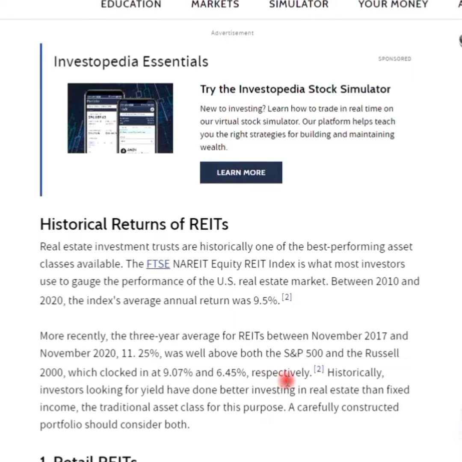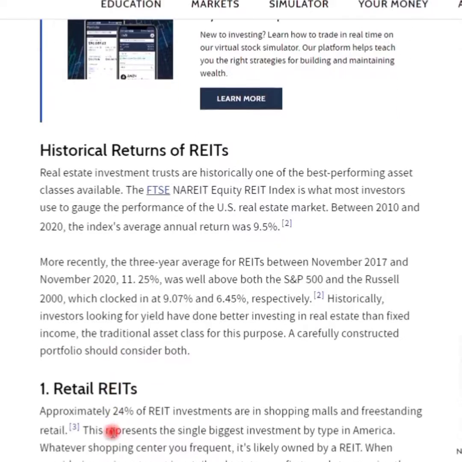6.45% respectively. Historically, investors looking for yield have done better investing in real estate than fixed income, the traditional asset class for this purpose. A carefully constructed portfolio should consider both.